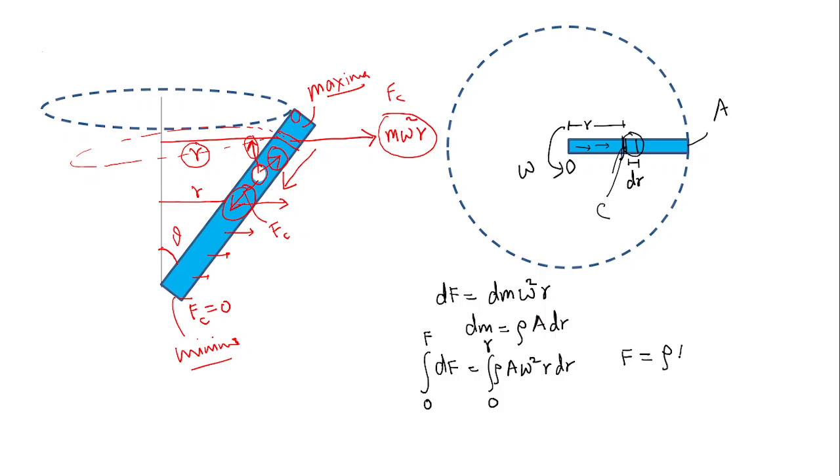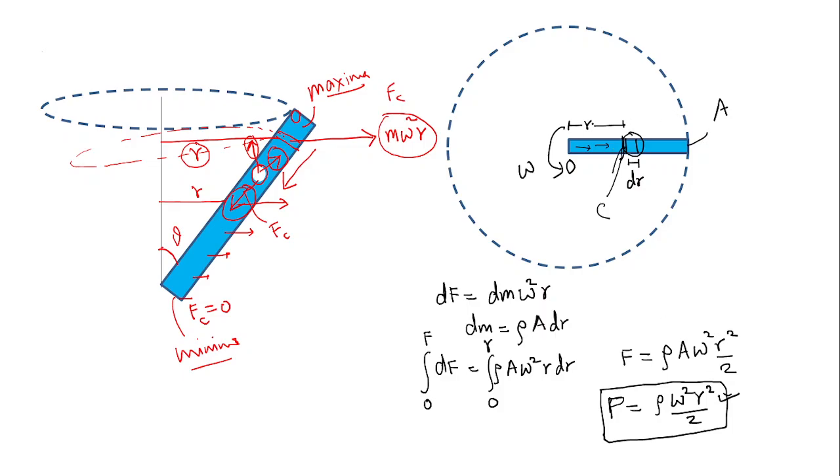Rho a omega square r square by 2. Okay. Now what is pressure? Centrifugal pressure is force upon area. Area of cross section is this. So centrifugal pressure is nothing but rho omega square r square by 2. This is the radial centrifugal pressure, and you see it varies as a square of r.